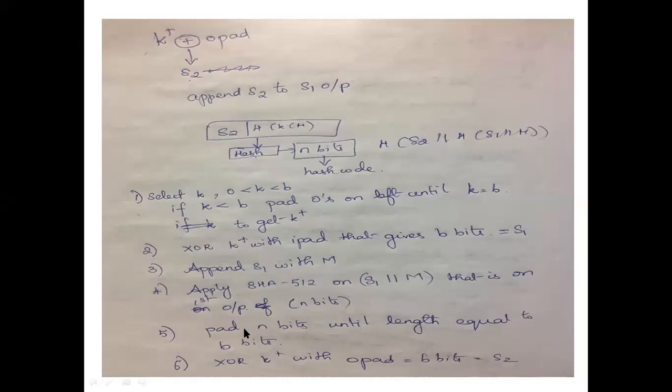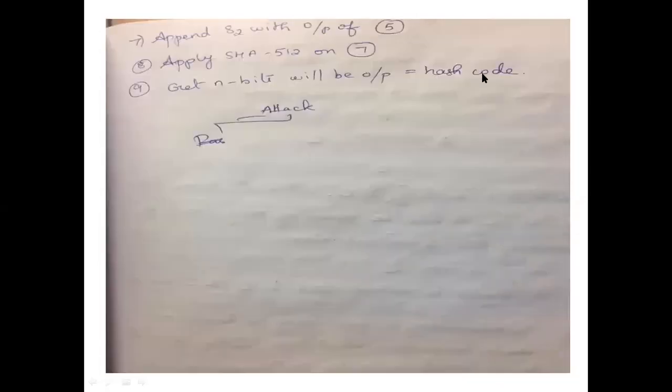Now next, pad the bits until the length is equal to the B bits. Then you XOR that K plus with OPAD. This is the process in the diagram. Then you append this S2 with the output of S1, and again you apply the SHA algorithm to get the final hash code.